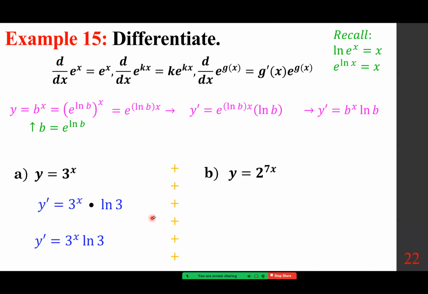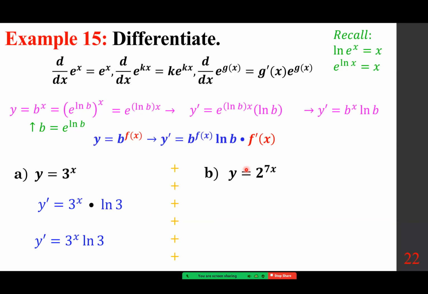What about y equals 2 to the power of 7x? Well, we use the composite function. So if it's b to the power of f of x, the answer is itself, times ln b, since the base is not e, times f prime of x, since the exponent is not x. This part is by the chain rule.